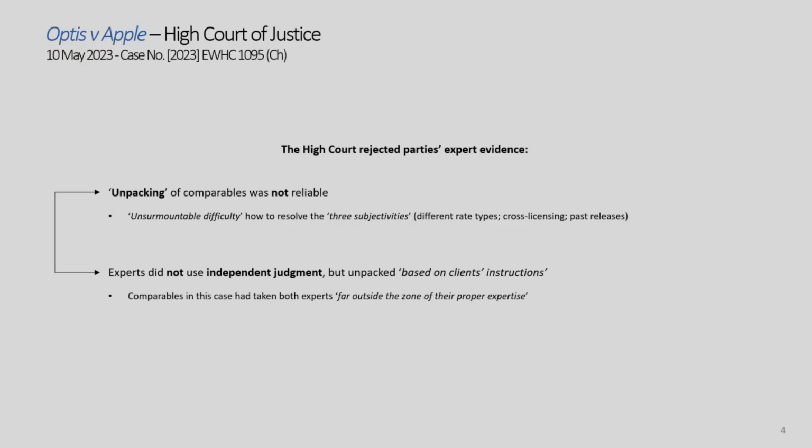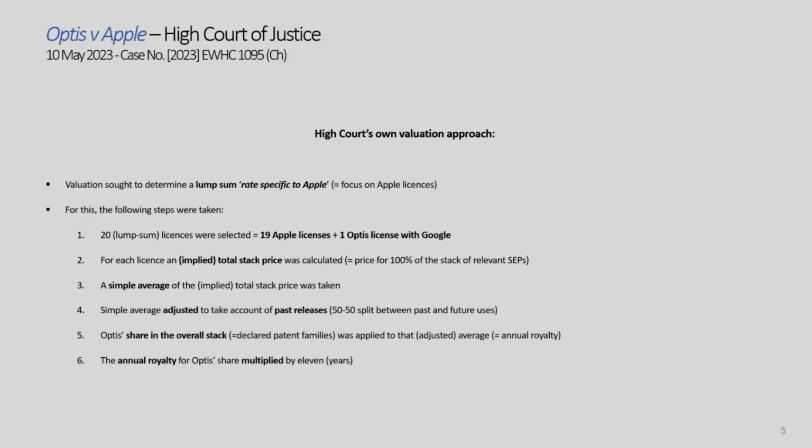The rejection of the evidence produced by the parties in the proceedings had as a consequence that the court applied a methodology for making the FRAND determination, which was unique. And it was the methodology which was also very much in the focus of the appeal proceedings. So the approach of the High Court had two elements. The first one was, let's say, the description of the exercise. Here, the High Court said what the valuation should do was to determine a lump sum rate specific to Apple. So this was the exercise that the court assumed here.